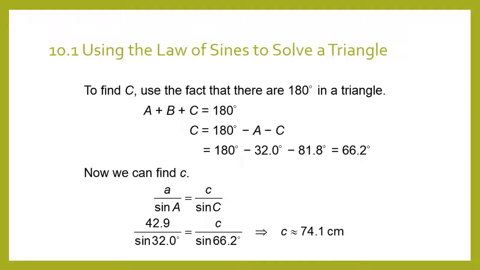We can find angle C using the fact the angles have to total 180 and get 66.2 degrees, and then use the ratios to find side C. Notice we went back to A over sine A. The reason for that is that those were values that were given to us, and so we're not having to use approximations. We didn't have to round anything, so that's going to give us a little more accurate answer.